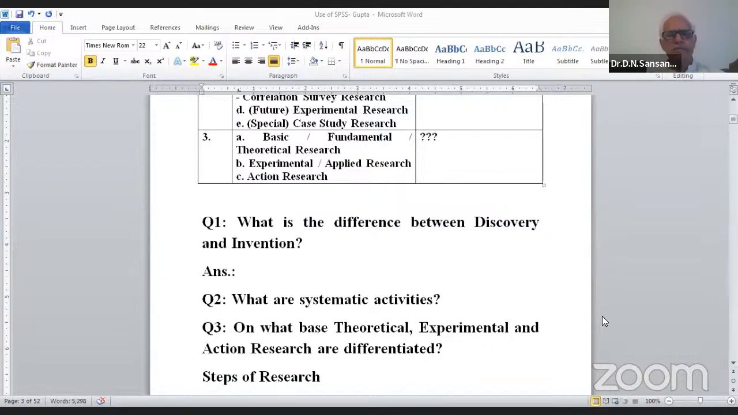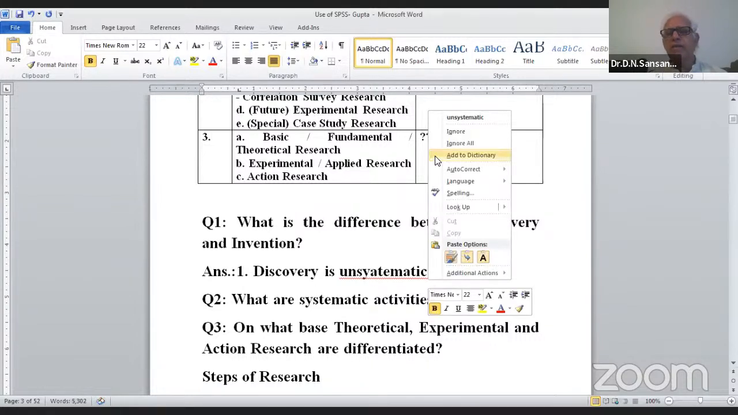Any other difference that you want to see? Or you want to share? So let me tell you, there are many differences. One difference is discovery is unsystematic, while invention is systematic.